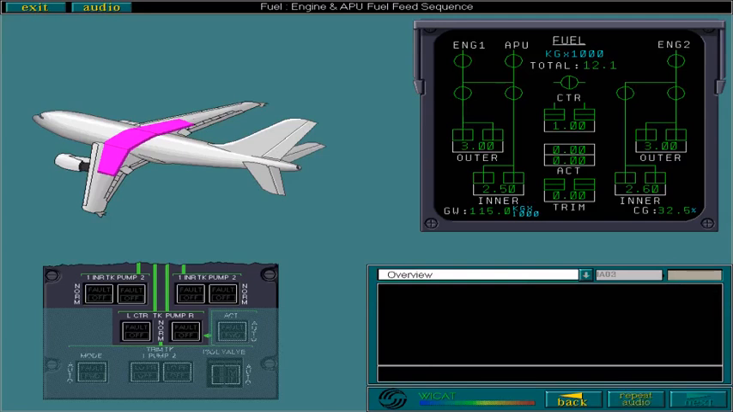The fuel feed sequence is totally automatic. Negative acceleration will have no effect on fuel supply. The ECAM page will not be called for you to monitor the changes, but you should be aware that it is happening and why.